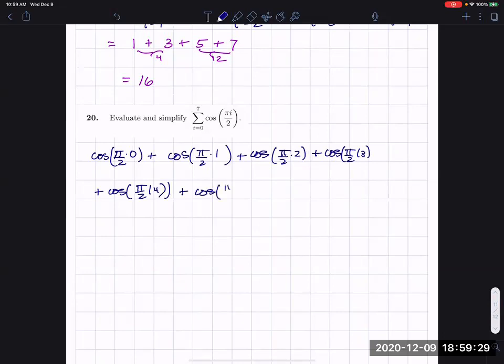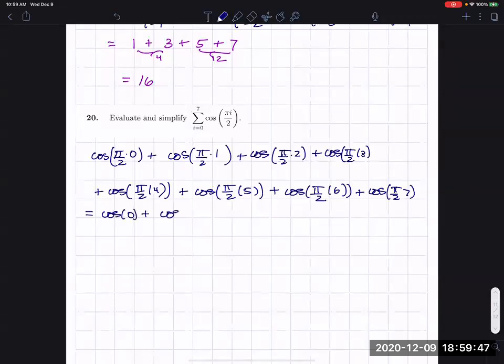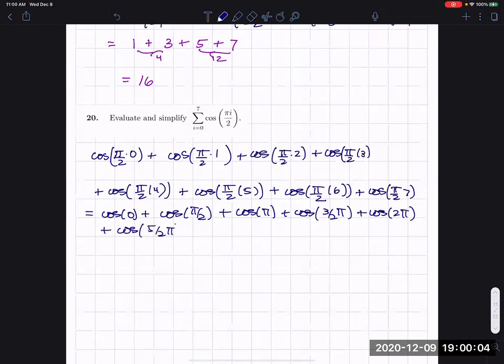Is it too much? Yeah, why did I make this so many? But I think it's going to be okay. Cosine pi over 2 times 5, times 6, cosine pi over 2 times 7. So this is going to make cosine 0 plus cosine pi over 2 plus cosine pi plus cosine 3 halves pi plus cosine 2 pi plus cosine 5 halves pi, cosine 3 pi plus cosine 7 halves pi.